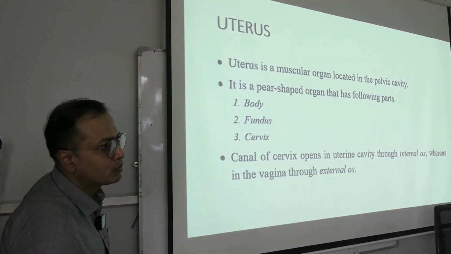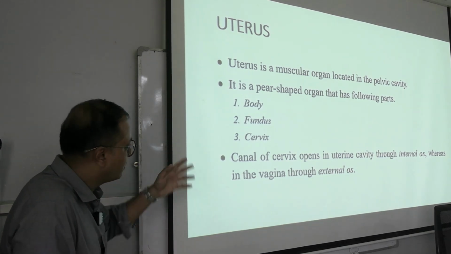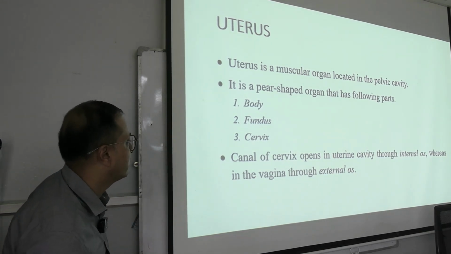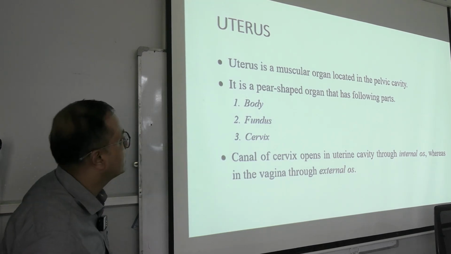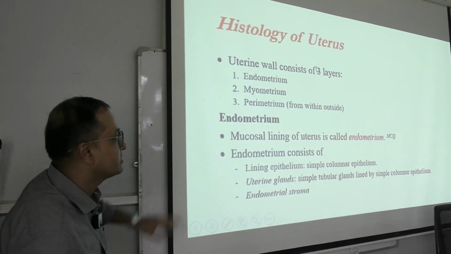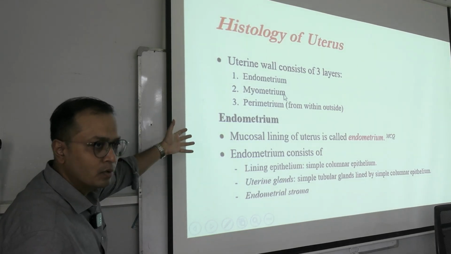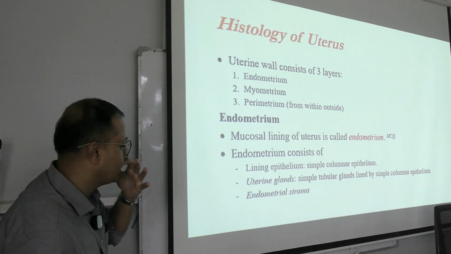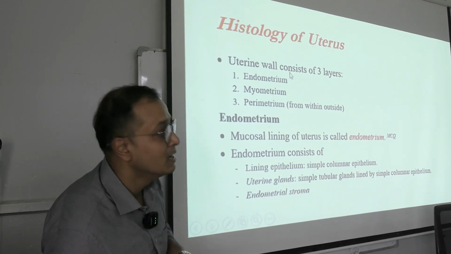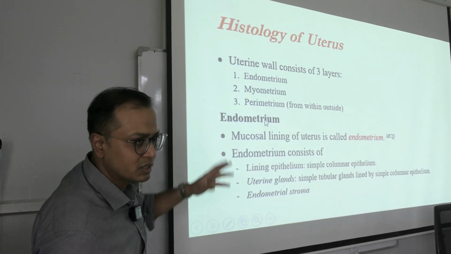Next, moving to the uterus. The gross anatomy has different parts: the body, fundus and cervix, and the canal present inside. The layers from inside to outside are known as endometrium, myometrium and perimetrium. Likewise, in a cross-section picture you will see the endometrial layer, the myometrial layer, and outside the perimetrium, which is the serosa layer.